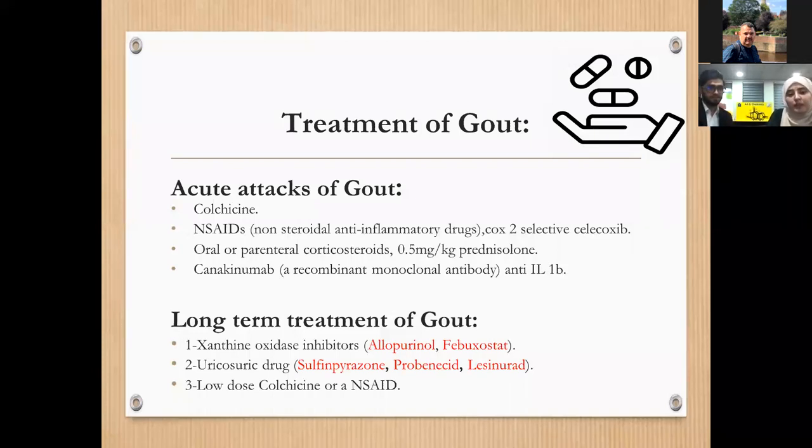So in acute attack, we just focus on treating the inflammation, not decreasing the uric acid. The drugs are colchicine, non-steroidal anti-inflammatory drugs, oral or parenteral corticosteroids, and canakinumab. For long-term treatment, we have xanthine oxidase inhibitors. Xanthine oxidase, like I explained before, is responsible for converting adenine and guanine to uric acid. When we inhibit this enzyme, sure, they will not be converted to uric acid and its level decreases.